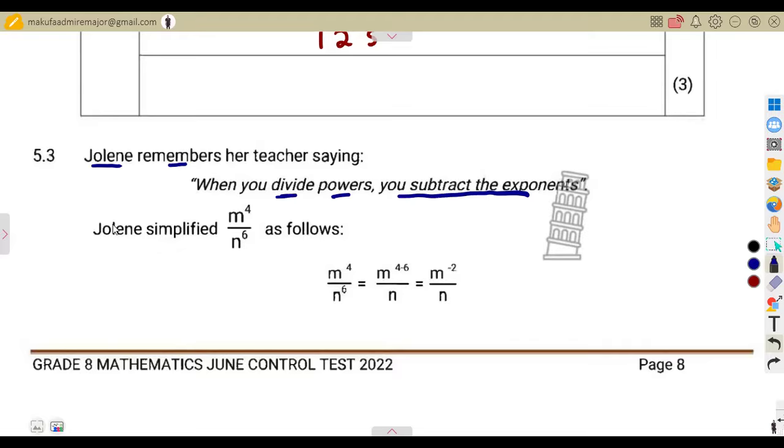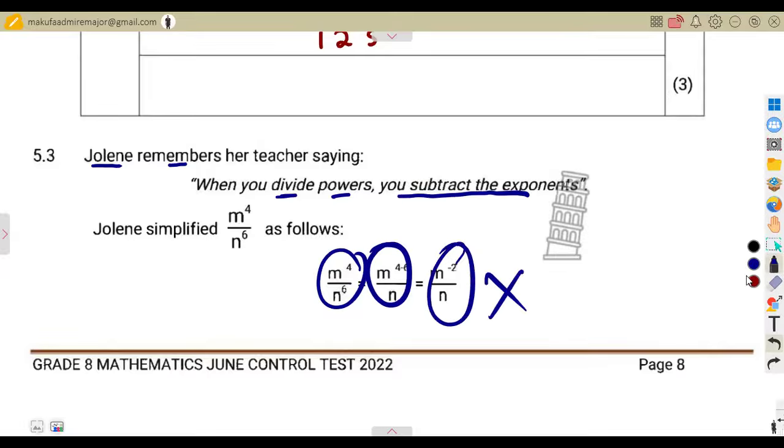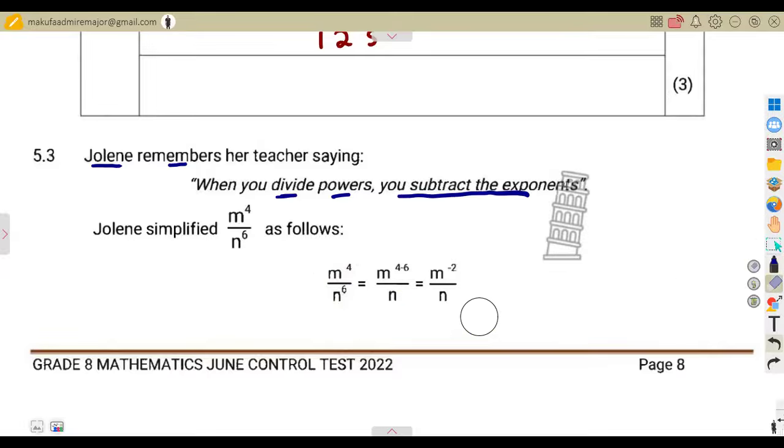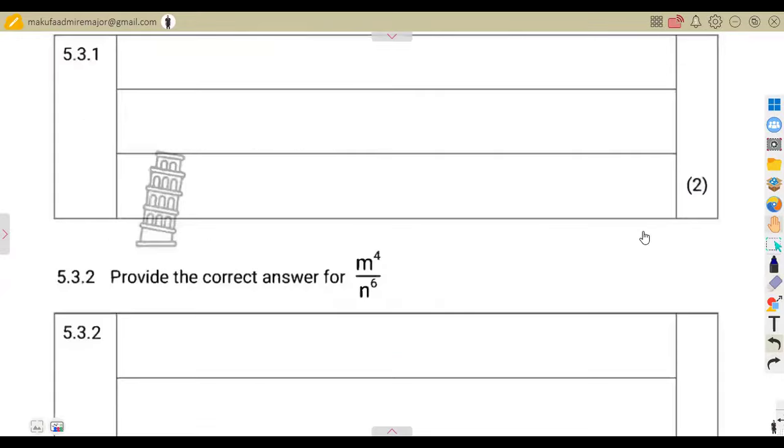Okay, then we are given that Jolene simplified this as follows: m to the exponent of 4 over this. You simplify. Okay, this is totally wrong, guys. Remember, these are not the same, so we cannot subtract. This is totally wrong, the way that Jolene simplified. Anyways, let's see what the statement is all about, but that is totally wrong.